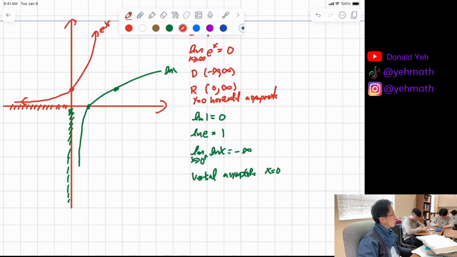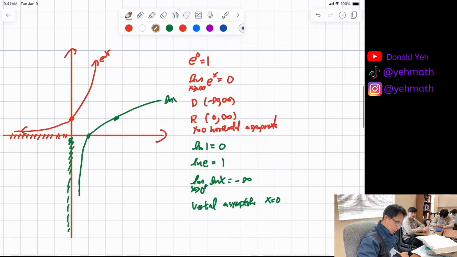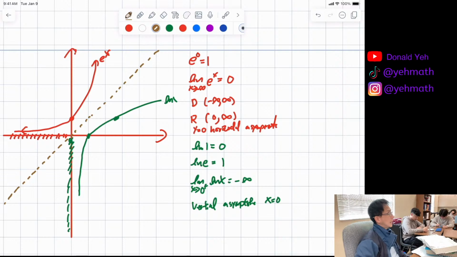There's also a symmetry line between e to the x and natural log of x. This is a symmetry line. They are reflections over y equal to x. Very, very important knowledge. It's basic pre-calc knowledge I teach the first day. I should have taught this about 3 weeks ago, 2 weeks ago. Understood?